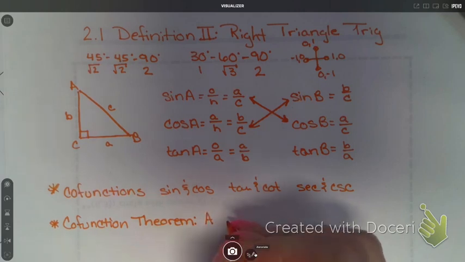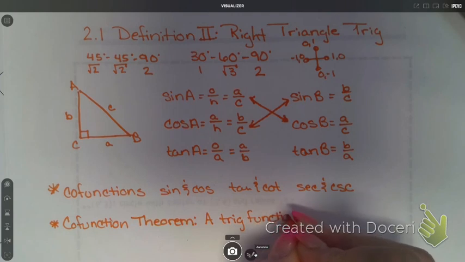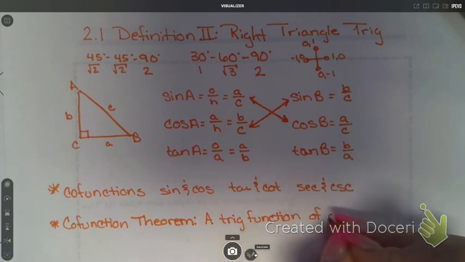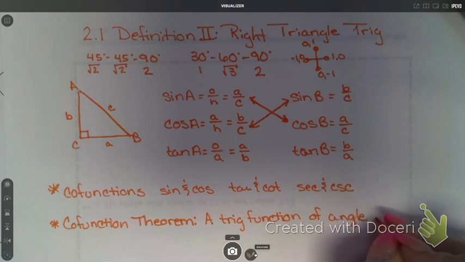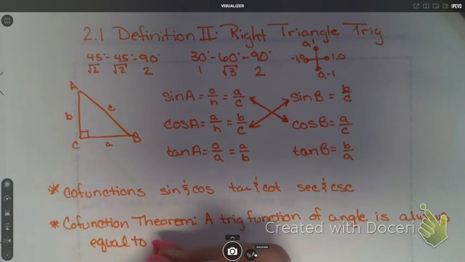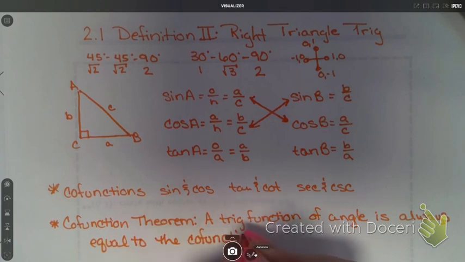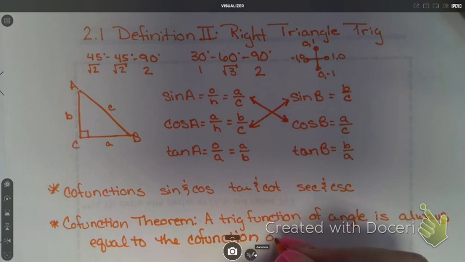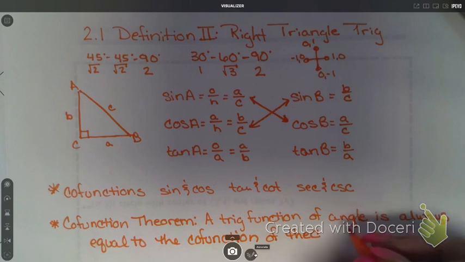And it says trigonometric, but I'm going to say trig function of an angle is always equal to the cofunction of the complement of the angle.